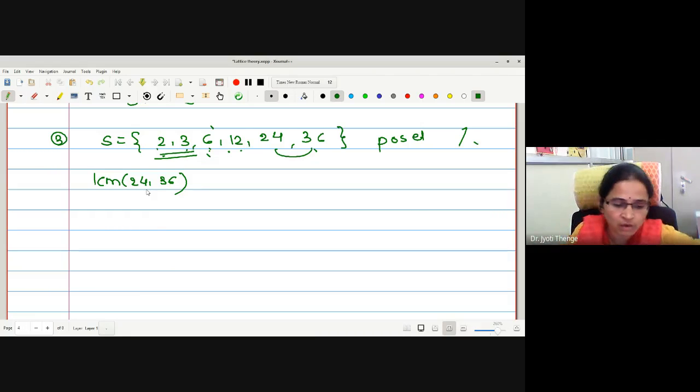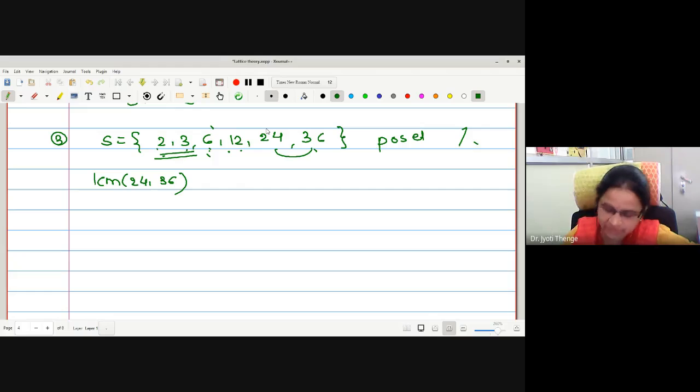Now let us check greatest lower bounds. Greatest lower bound means GCD. Correct. Now what is the GCD of this same pair, 24 and 36? Greatest common divisor of 24 and 36. Is it 12? Yes, ma'am. Does it exist? Yes, it exists. Correct?